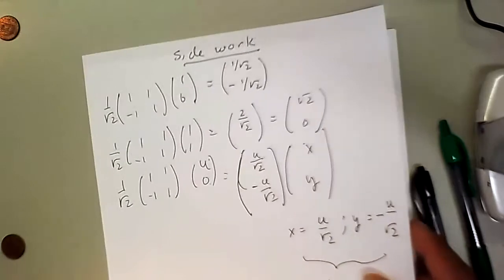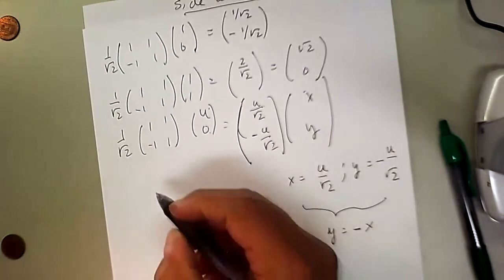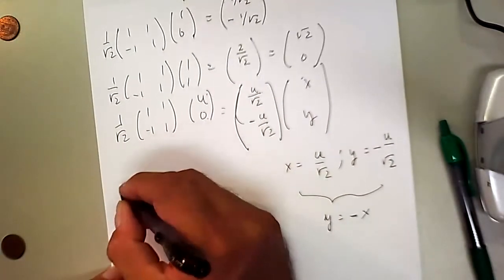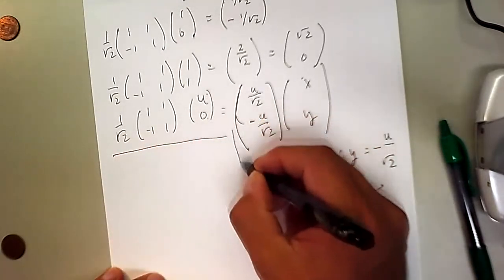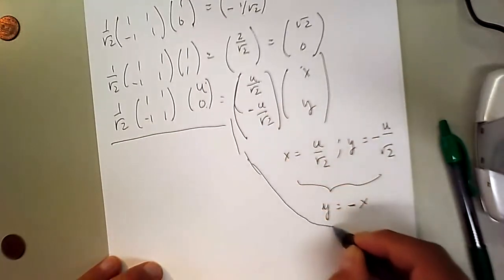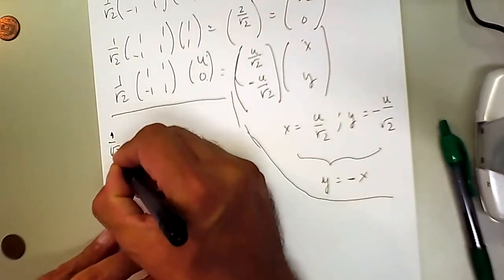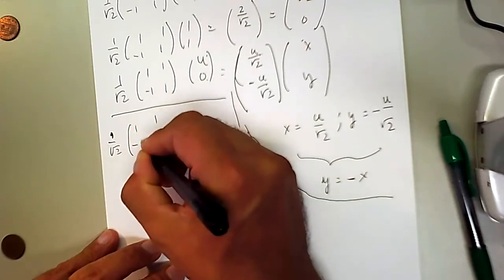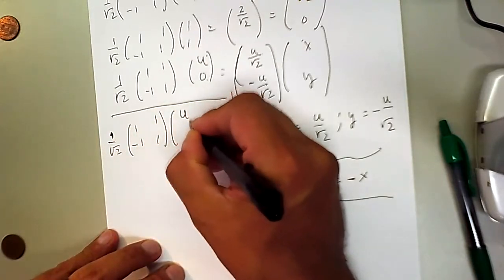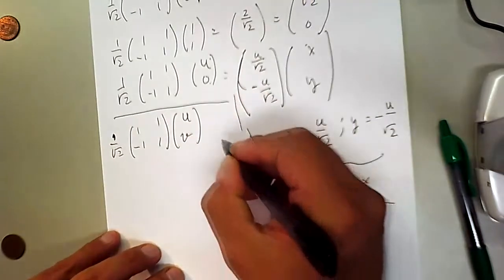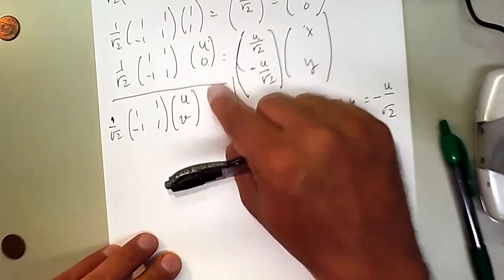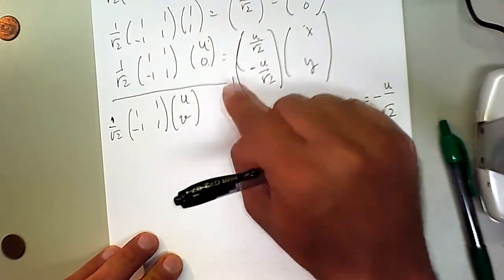Well, let's stay with this theme. So what happens to UV? Let's continue here. Let me, because I started writing here off the line and I don't want to confuse it with the next computation, 1 over the square root of 2, 1, 1, negative 1, 1. And what if we do a general U and V? We're going to obtain new coordinates which are going to correspond to X and Y. But what are they?